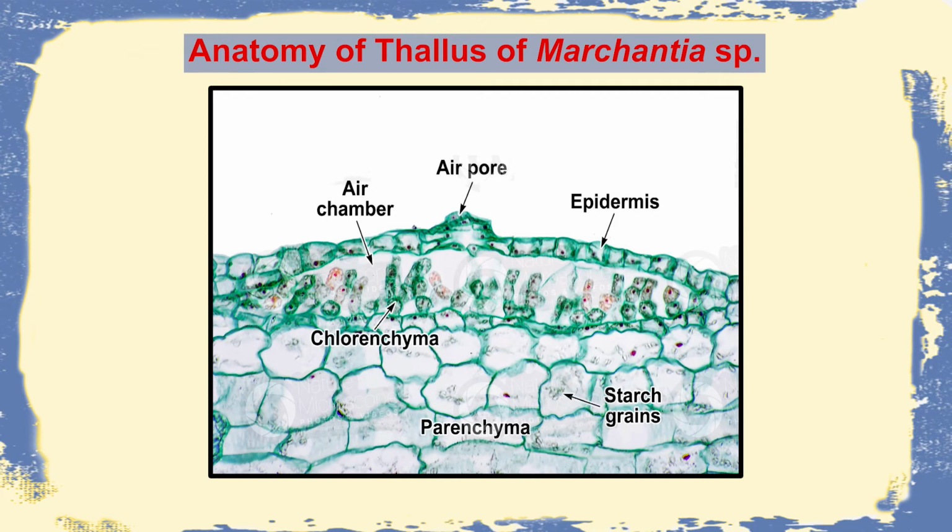So the epidermal zone is protective in nature since it forms the very top layer of the surface, and beneath the epidermis there are air chambers which are connected to the epidermis via certain air pores. At the center there is the photosynthetic zone which consists of cells known as the chlorenchyma cells, and at the lowermost portion of the thallus there is the storage region which consists of starch grains which usually provide nourishment to the entire plant body of Marchantia.